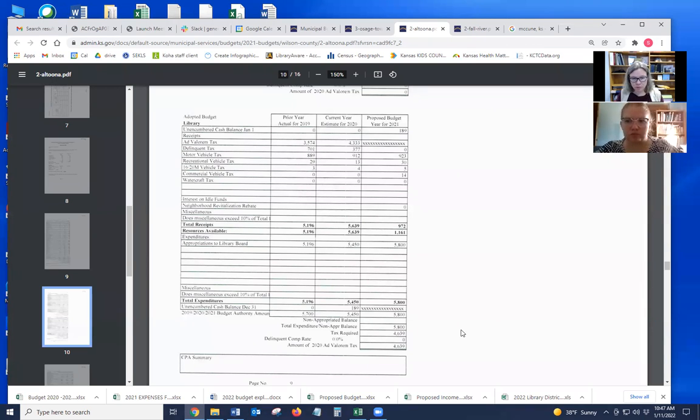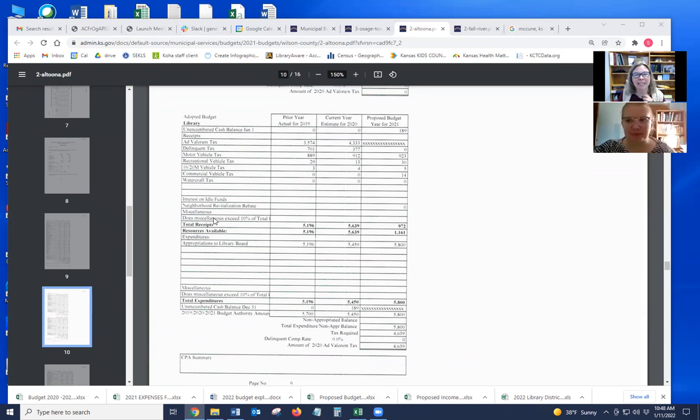Okay. So that's it boiled down. We, as the library board and library director, need to tell our funding authority how much money we need, and then they fill out this form and figure out the math to know how much tax they need to raise on your behalf. Clear as mud? I mean, seriously, it took me 4 years to figure that out.